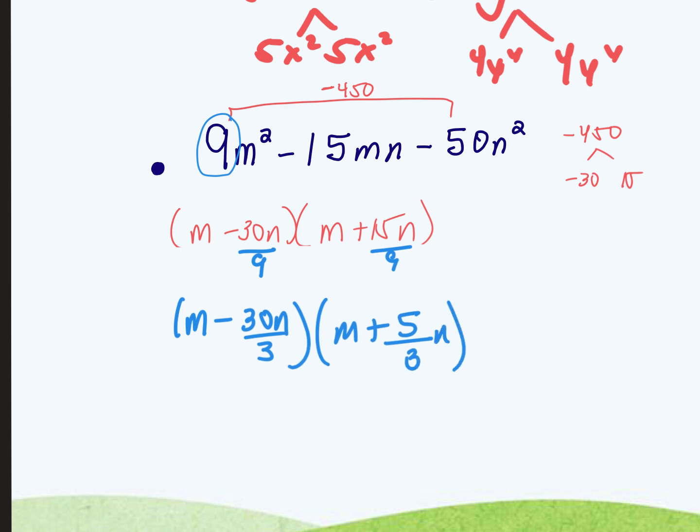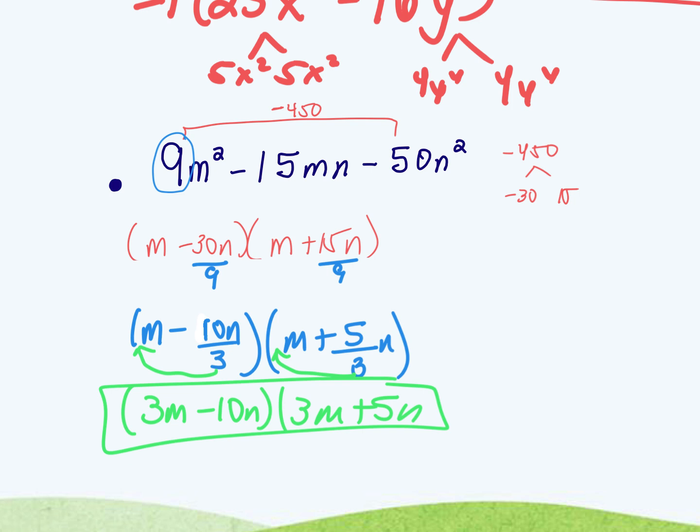Now, do we leave our answer like that? No. What do we do with this 3? Goes there. What do I do with this 3? Goes there. Yeah, 30 divided by 3 should be 10. I'm sorry. Okay. Now what are my 2 parentheses? 3m minus 10n and 3m plus 5n.